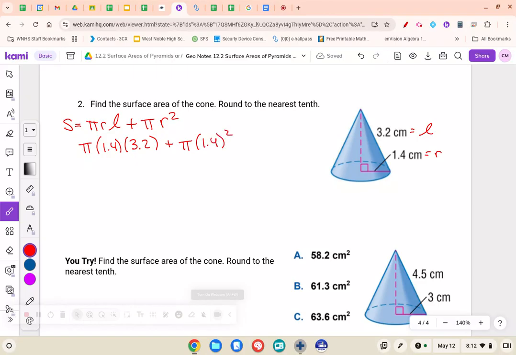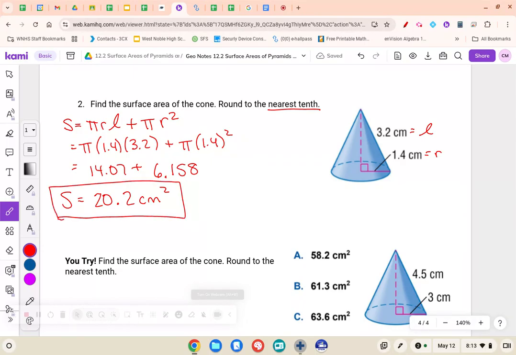Okay, we do this in our calculator. The first part gives us 14.07. We are going to end up rounding to the nearest tenth, but sometimes it's easier to keep more decimal places so your rounding is not off, especially in Delta. It can be kind of picky. So anyway, you add these together, and then I did round to the nearest tenth. So we have 20.2 square centimeters.